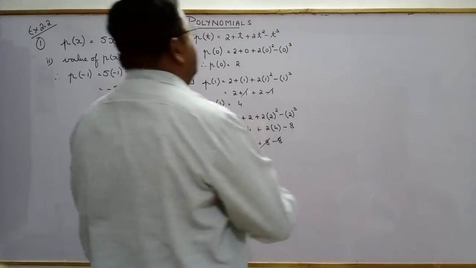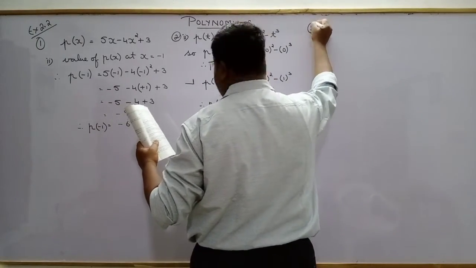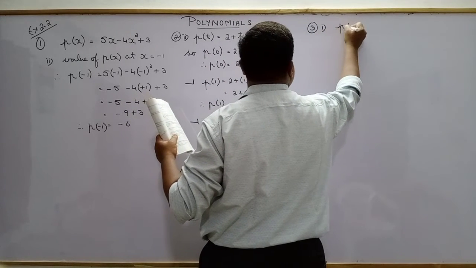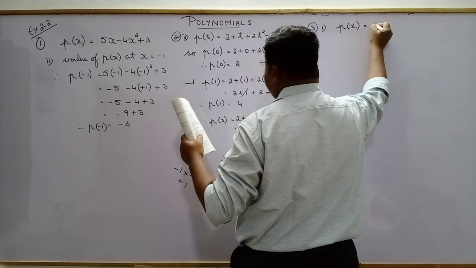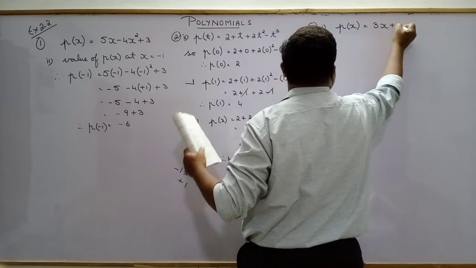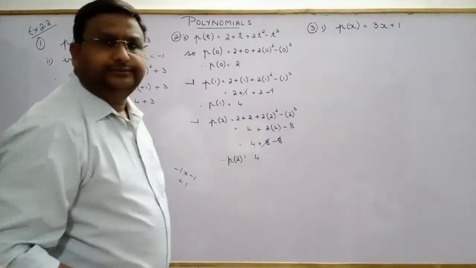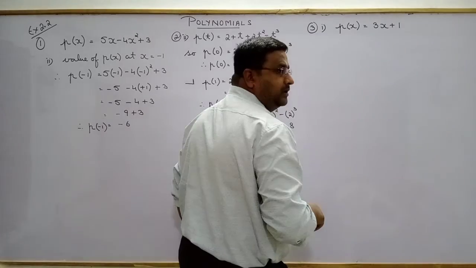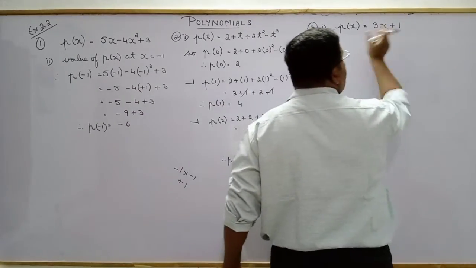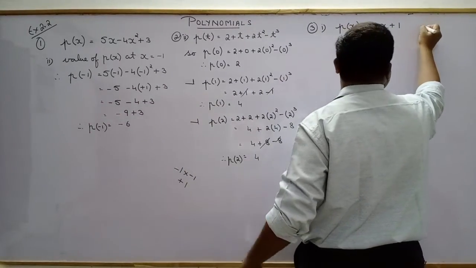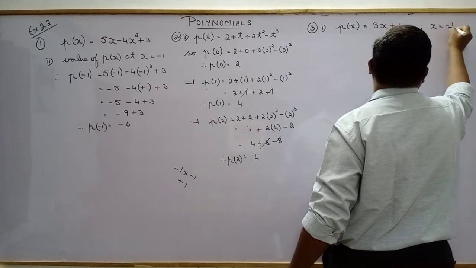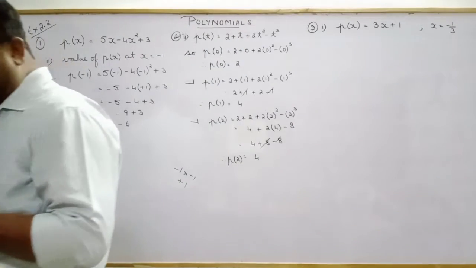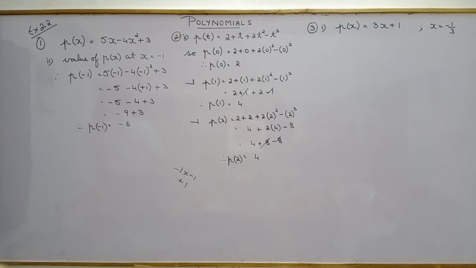If I talk about the third question and first part, the polynomial given to us is P of x equals 3x plus 1. It is a linear polynomial, degree is 1, and it is a binomial. And he says the value of x is given to us as minus 1 by 3. You can clearly see that.